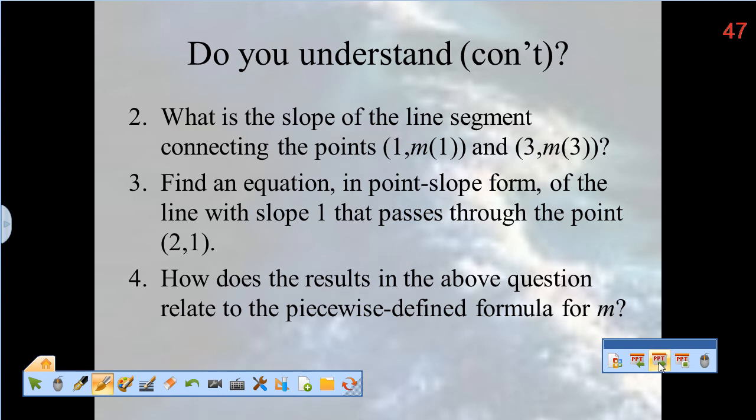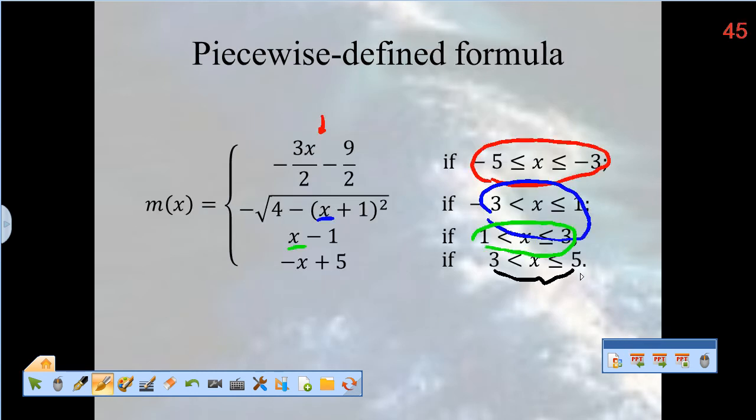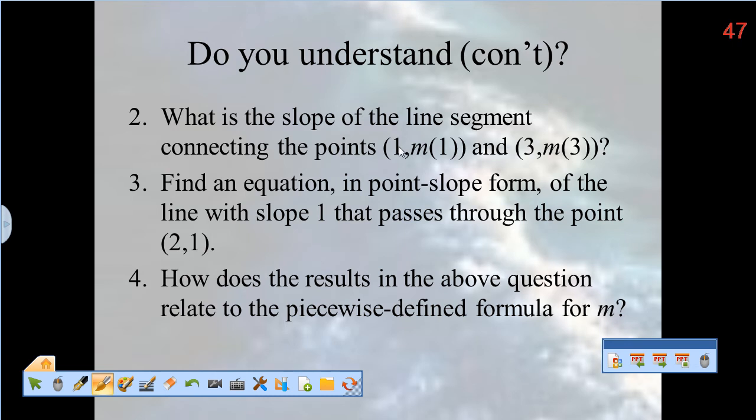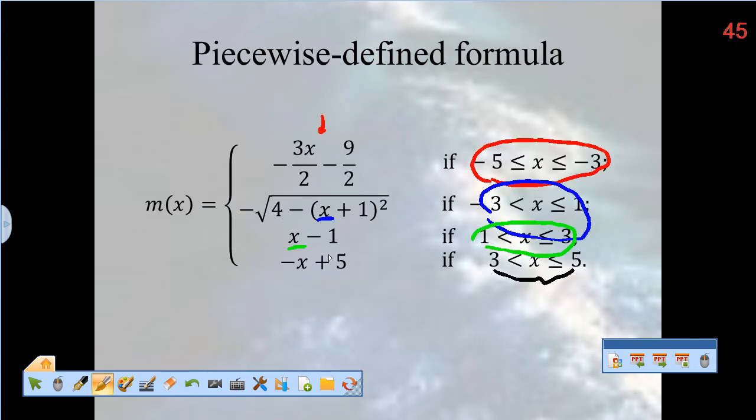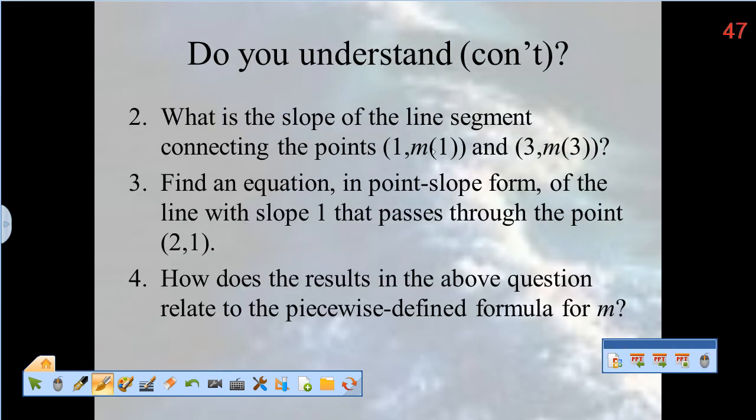All right. What is the slope of the line segment connected with the points 1, M1 and 3, M3? Well, M1 goes right here, in the blue. So if you put 1 in, 1 plus 1 is 2. 2 squared is 4. 4 minus 4 is 0, so that'd be the square root of 0. So that's 1, 0. That's the first ordered pair. Now put in 3 for M3. 3 is in green. 3 minus 1 is 2. So now we have the ordered pairs 1, 0, and 3, 2. So 0 minus 2 is negative 2. 1 minus 3 is negative 2. Negative 2 divided by negative 2 is 1.